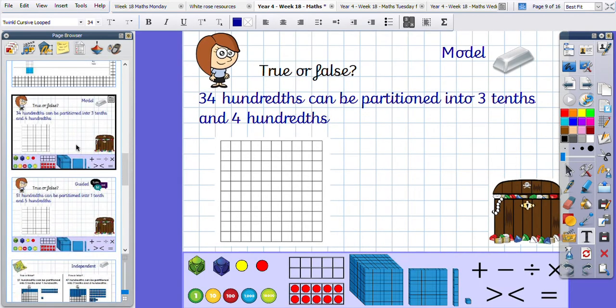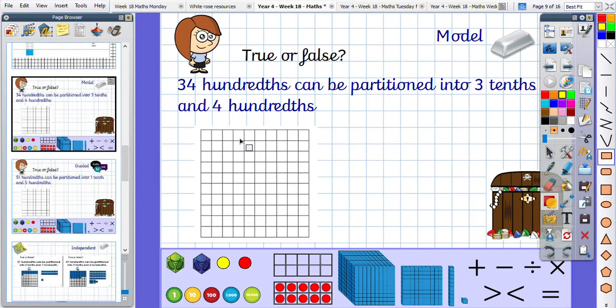Moving on to silver, then you are looking at true or false questions. So 34 hundredths can be partitioned into 3/10 and 4 hundredths. Well, let's try it then. 3/10, well, we know that 1/10 is one row and we need 3 of them. So 1, 2, 3. So that's 3/10 and 4 hundredths.